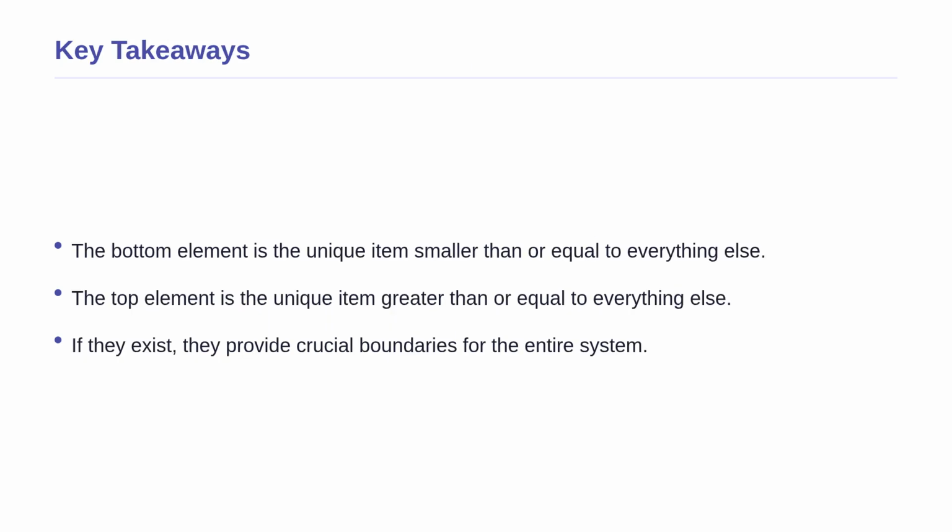To wrap up our exploration, let us review the most important ideas. The bottom and top elements represent the absolute extremes of an ordered collection. The bottom element acts as the universal foundation, being smaller than or equal to everything else. The top element acts as the universal ceiling, being greater than or equal to everything else. While not every collection has them, when they do exist, they provide crucial boundaries that help us understand the structure and limits of the entire system. You now have a solid understanding of top and bottom elements.